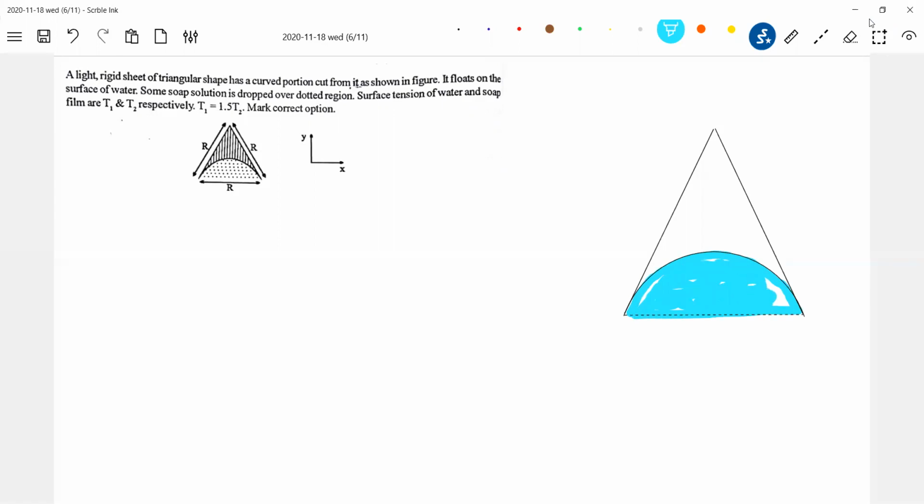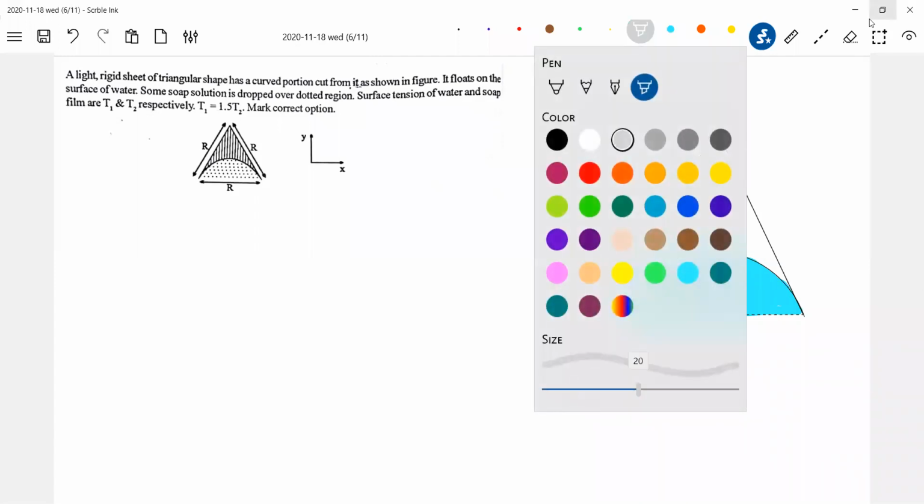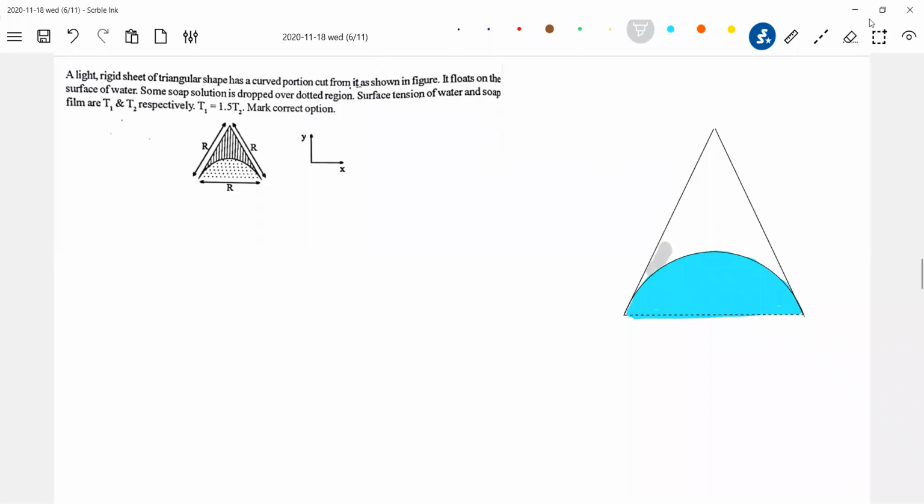You drop some, so what can you drop? You can just drop some detergent powder in this region. So it will mix, so yes, the surface will change, and everything else will be water. I'll not show the rest of the water, only this triangular lamina. Okay, now tell me the forces. The white color is now like water.